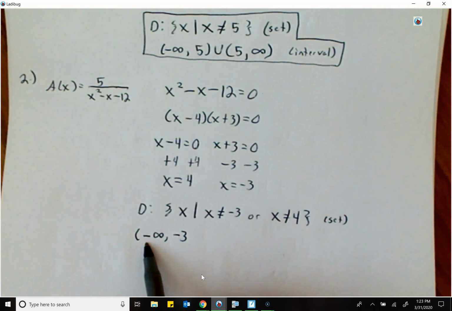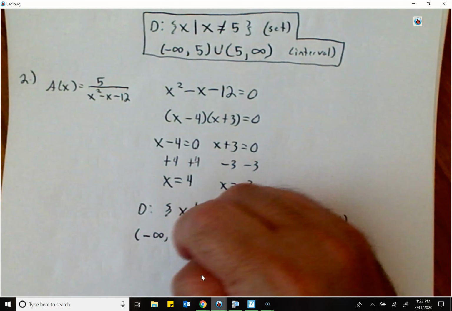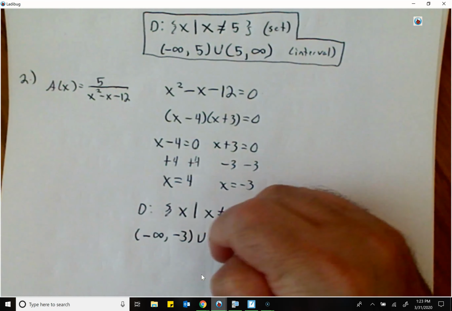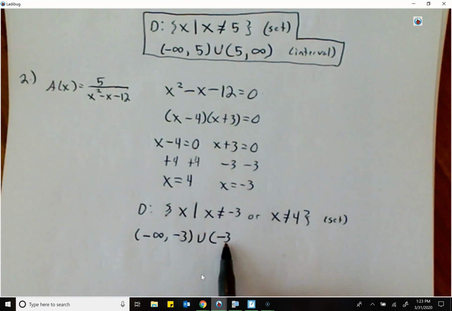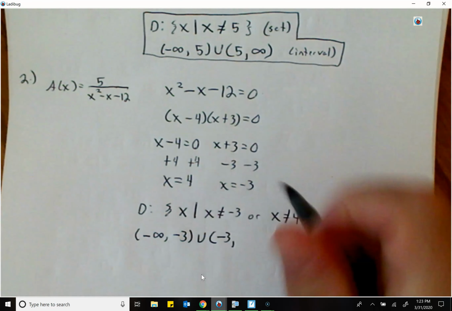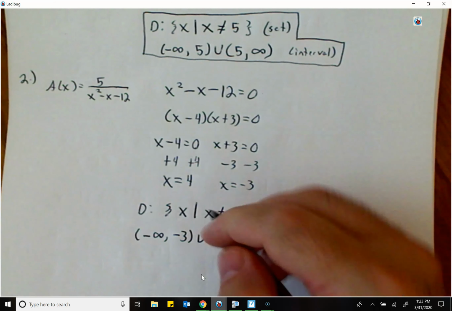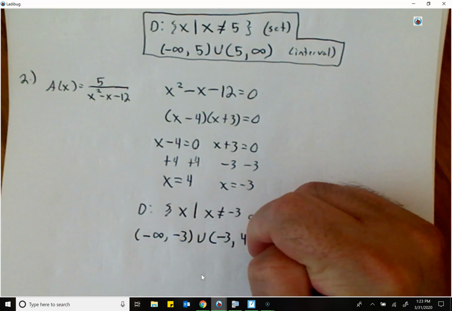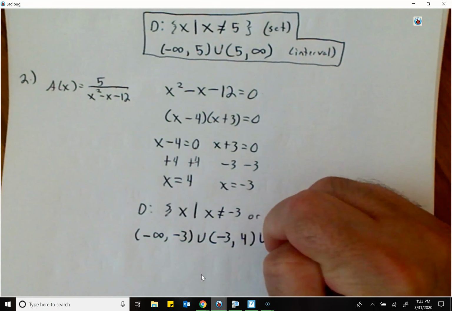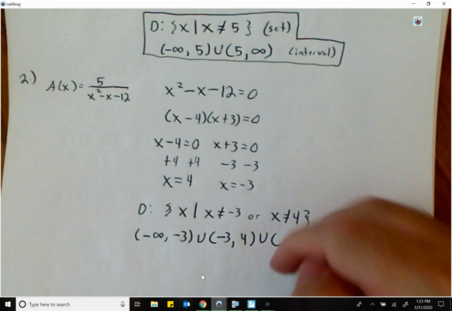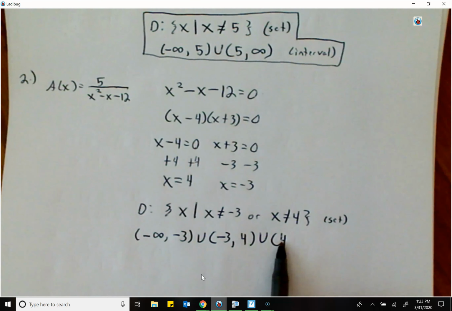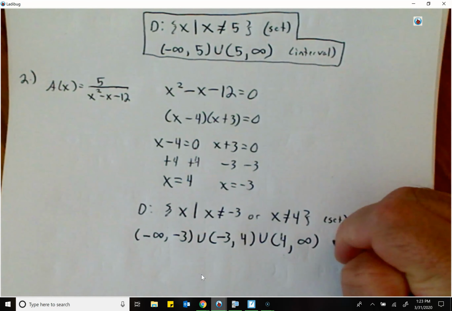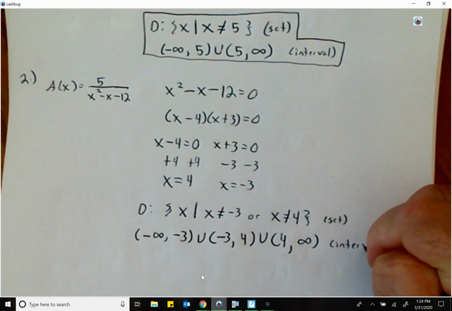So from negative infinity to negative 3, we like all those numbers, but we're going to jump over negative 3. We'll pick up right on the other side of negative 3 and go up to our next problem number, which is 4. So we like all the numbers between negative 3 and 4. And then again, we're going to jump over the 4, pick right back up on the other side of 4, and shoot off to positive infinity. And that's what the interval looks like.